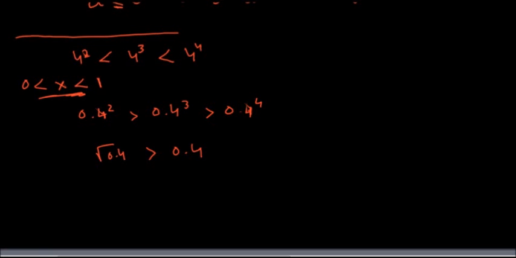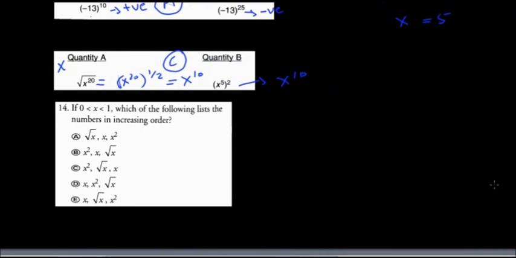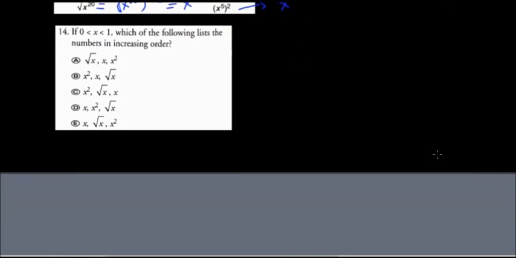Let's do a problem about this. So here is our problem. If 0 is less than x, is less than 1, so x is between 0 and 1, which of the following lists the numbers in increasing order? The three things you have are basically x, x squared, and root x, right? You're always comparing these three. And x has to be between 0 and 1.